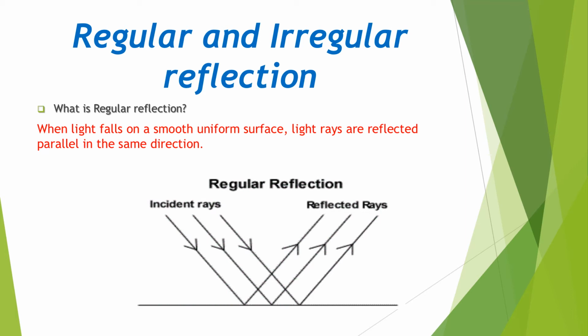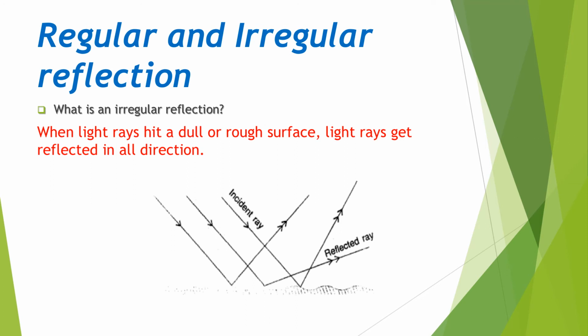So, when there is a regular reflection, the surface should be a smooth surface. When light falls on a smooth uniform surface, light rays are reflected parallel in the same direction, which is a regular reflection. Let's go and see what an irregular reflection is. Then what is an irregular reflection?